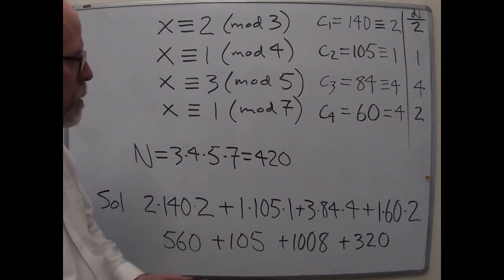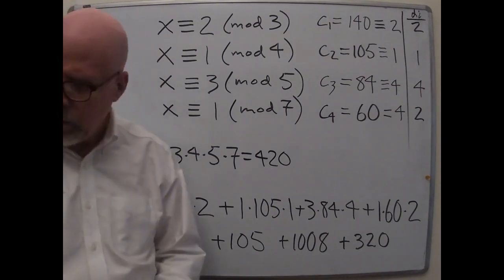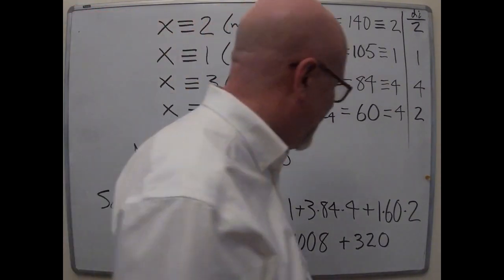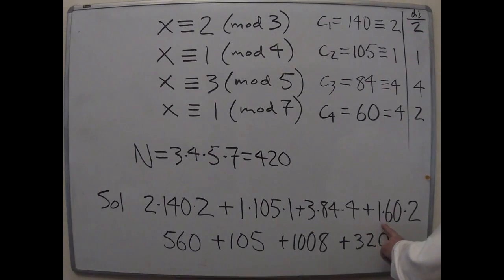1 times 60 times 2. I can't multiply, that's my problem. I don't know where that came from. 1 times 60 times 2, that's just 120, not 320. Excuse me about that. 120 there. Hopefully some of you were screaming at your screens while you were watching this.